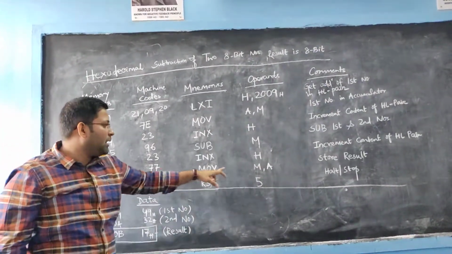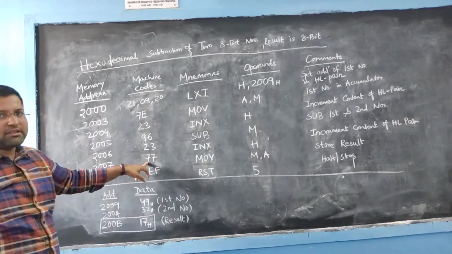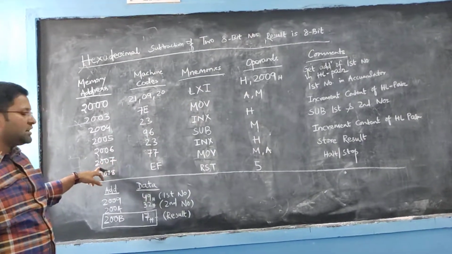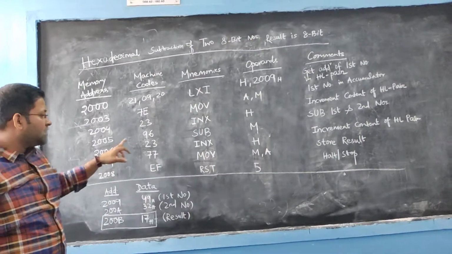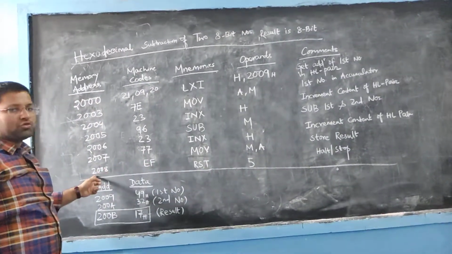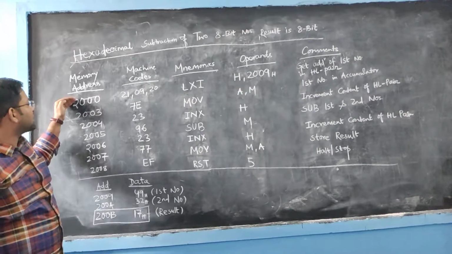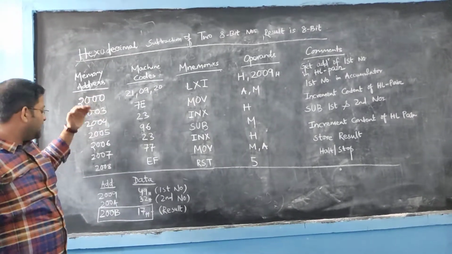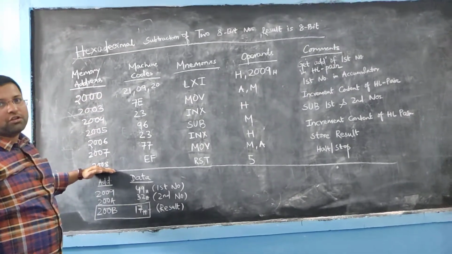Next is your MOV M,A. The opcode is 77. That 77 is at address 2007. Next is your RST 5. So the opcode is EF. So EF is at 2008. That means your program will start from 2000 address and it will end at 2008.